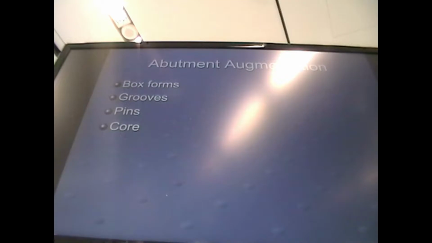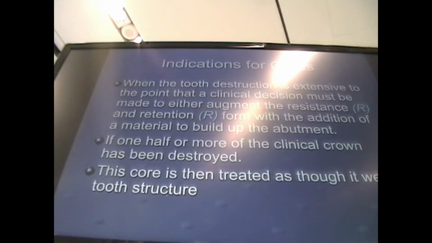Okay. Abutment augmentation: boxes, grooves, pins, and cores. Indications for cores: when the tooth destruction is extensive to the point that a clinical decision must be made to either augment the resistance and retention form with the addition of a material to build up the abutment.